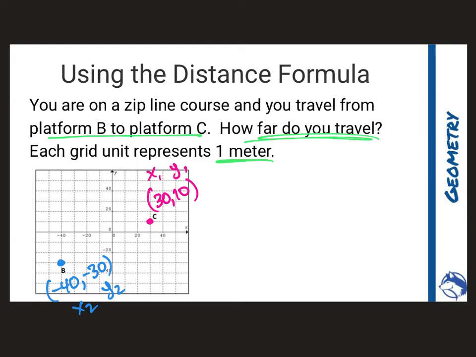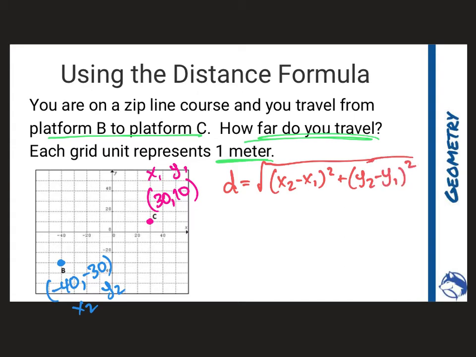So basically what we're going to do here is the distance formula, where d is equal to the square root of (x2 minus x1) squared plus (y2 minus y1) squared. So all I have to do is plug in the pieces now. So d is equal to the square root. Give me a second just to get this set up.